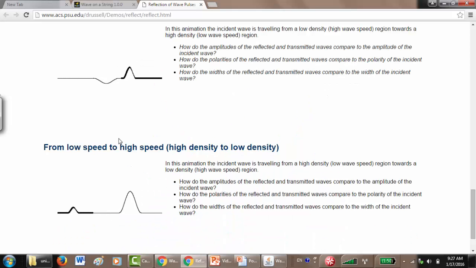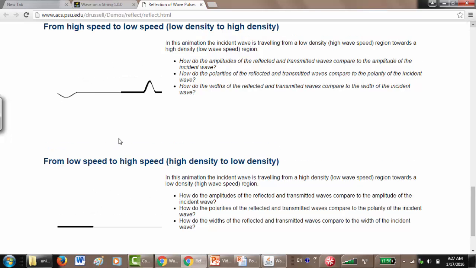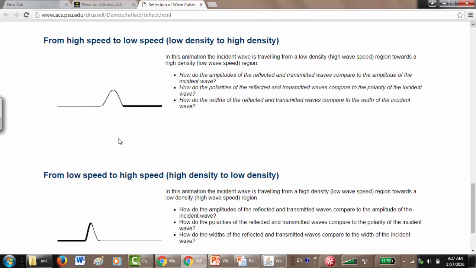Now let's take a look at what happens to a wave on a string as it goes from a thinner piece of string to a fatter piece of string. We are back at Dr. Russell's animations from his webpage at Penn State. If we look just at this top one here, we have a wave coming in. It has a certain amplitude. It hits this boundary between the thin and the thick string, and the amplitude gets smaller.